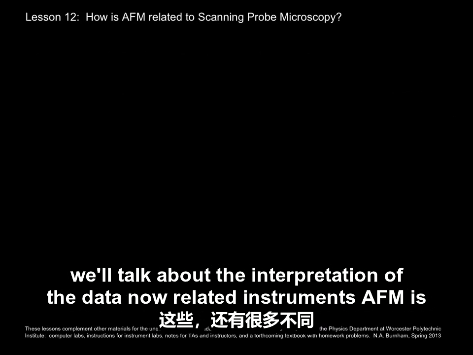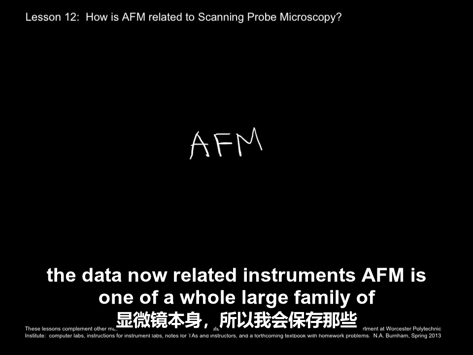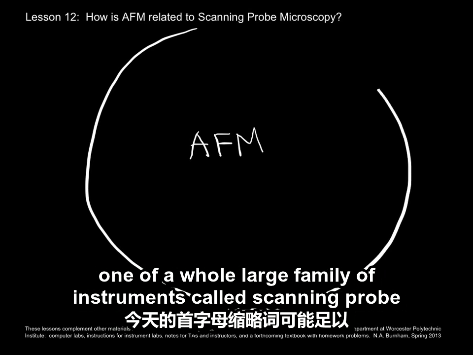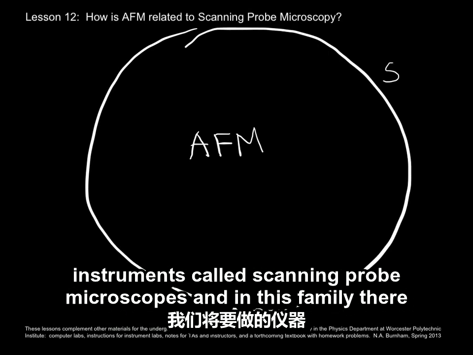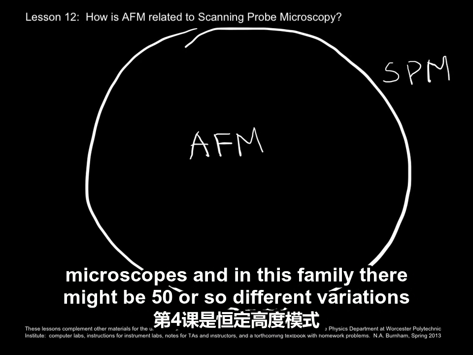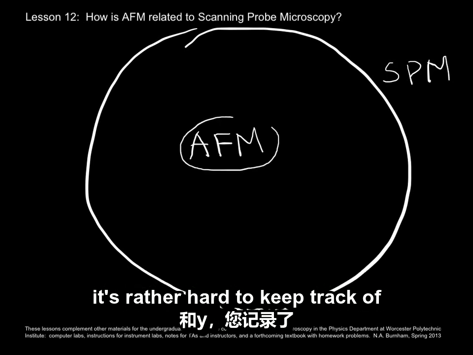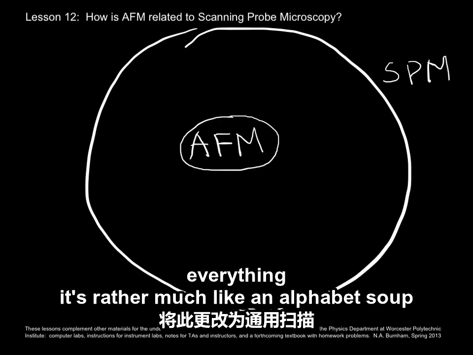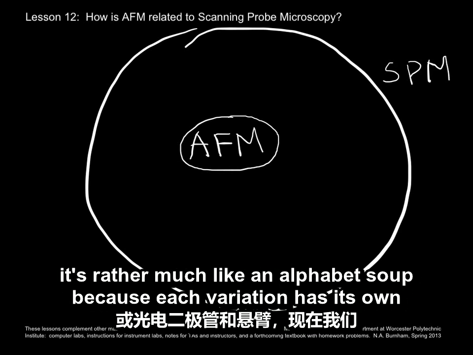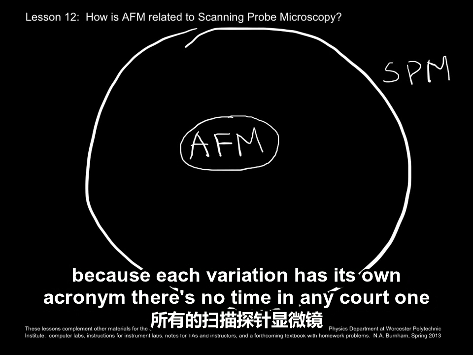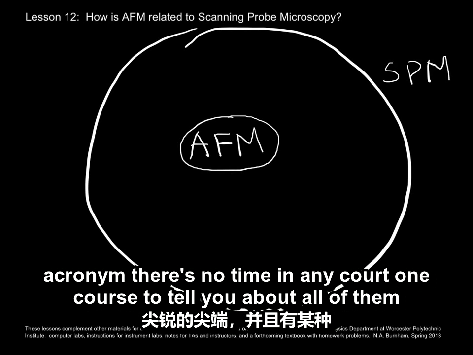Now, related instruments. AFM is one of a whole large family of instruments called scanning probe microscopes. And in this family there might be 50 or so different variations. It's rather hard to keep track of everything. It's rather much like an alphabet soup because each variation has its own acronym. There's no time in any one course to tell you about all of them.